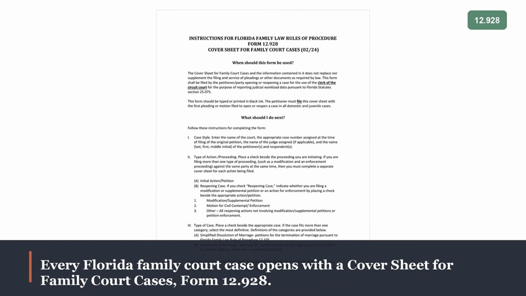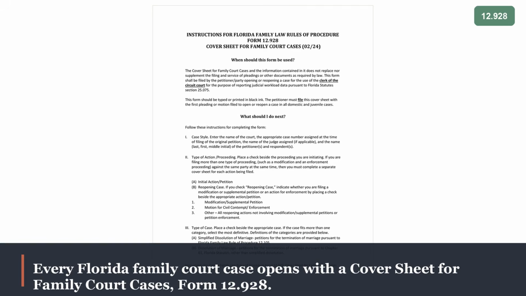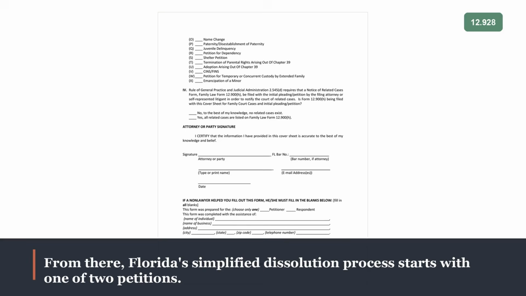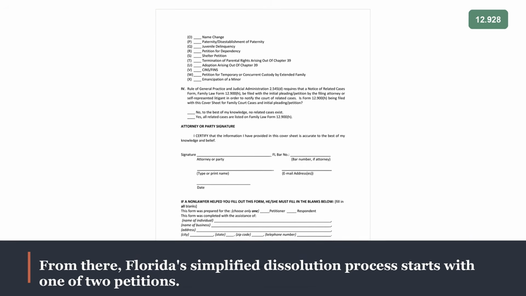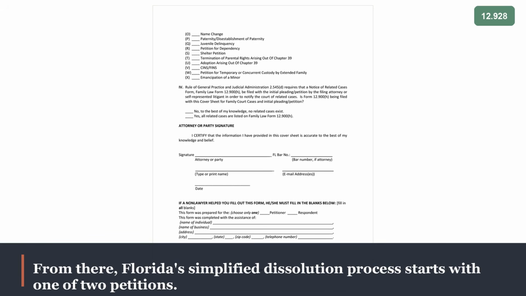Every Florida family court case opens with a cover sheet for family court cases, Form 12.928. It's filed along with the first pleading in the case, and the clerk's office uses it to classify and route the case administratively. It isn't a petition on its own. It accompanies whichever petition starts the case. From there, Florida's simplified dissolution process starts with one of 2 petitions, depending on how the case is being filed.